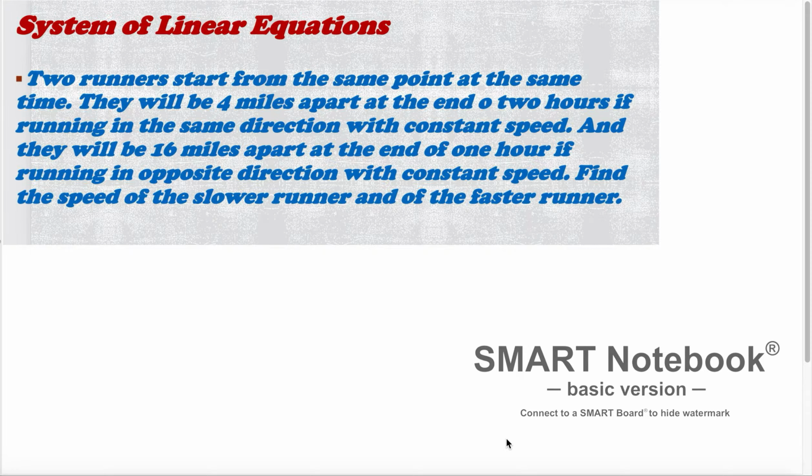Equations. Two runners started from the same point at the same time. They will be 4 miles apart at the end of 2 hours if running in the same direction with a constant speed, and they will be 16 miles apart at the end of 1 hour if running in opposite directions with a constant speed. Find the speed of the slower runner and of the faster runner.